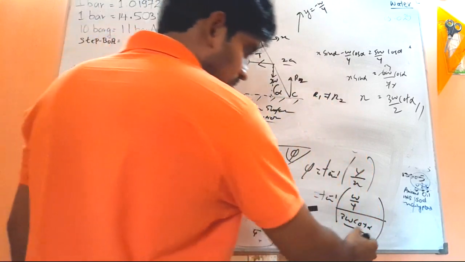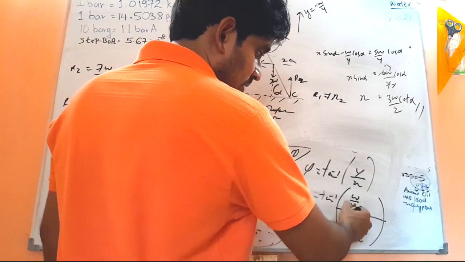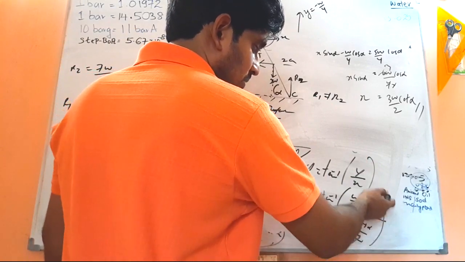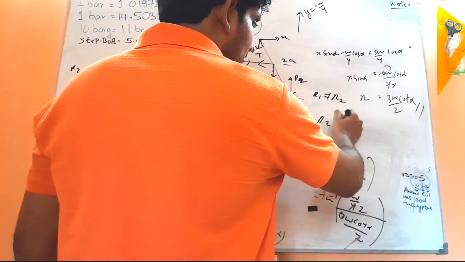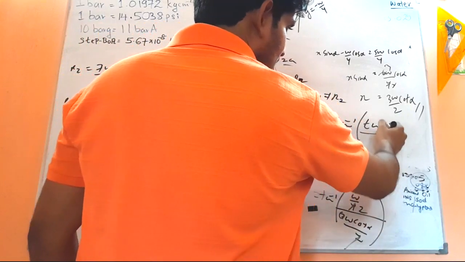That means this 2 and this 2 you can cancel, right? So this 3 will be there. That means 3 into 2 is 6. Cot alpha goes up and will become tan alpha. So the angle phi will be tan inverse of tan alpha divided by 6.